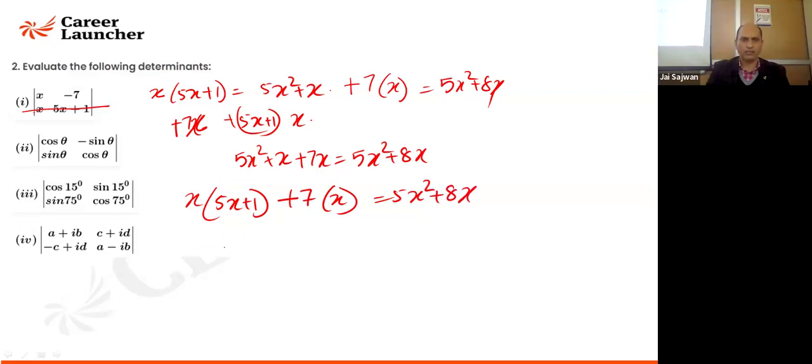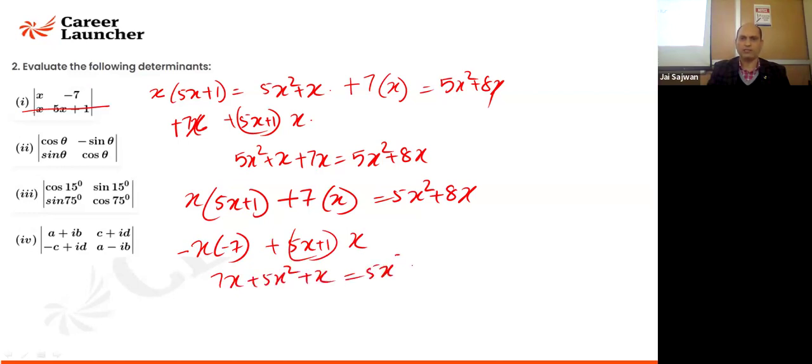If I talk about second row, I'll say x into minus 7. Minus sign is already there outside. 5x plus 1 into x. So it is 7x plus 5x square plus x. Or my dear, I'll say it is 5x square plus 8x. Both of them are equal. Is it fine? Clear now? Yes, sir. Clear?